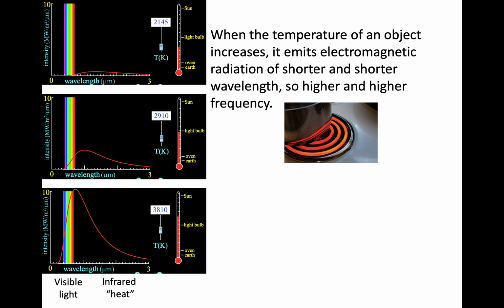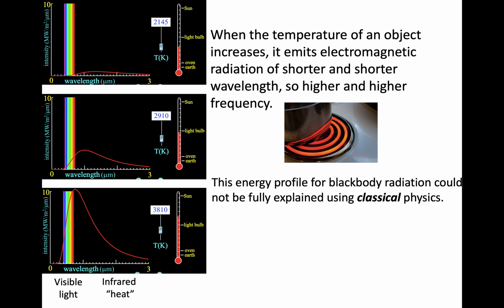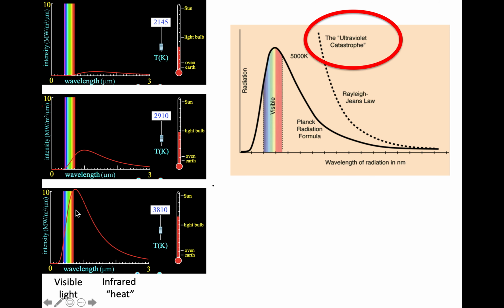Same shape profile, but I see it progressively grow in intensity and shift over and move from being in the infrared to visible light and then eventually some ultraviolet. Now, why is this important? This particular profile here, easy to measure, but it could not be explained by using classical physics. By classical physics, I mean the physics of the day that had worked from Isaac Newton all the way up to 1900 did not do a good job of explaining this profile.